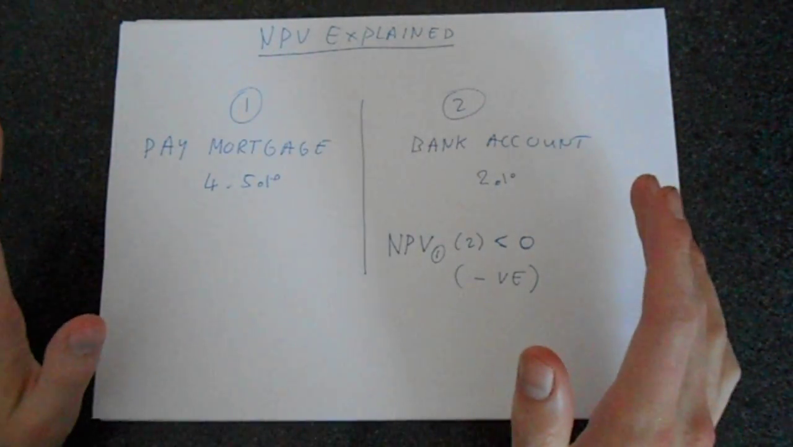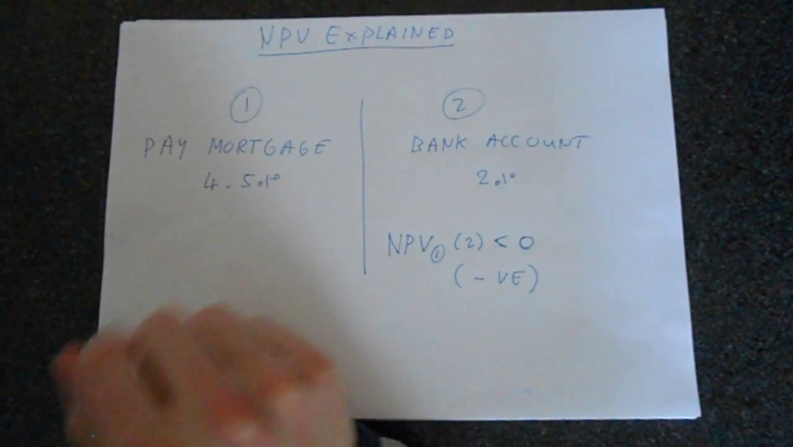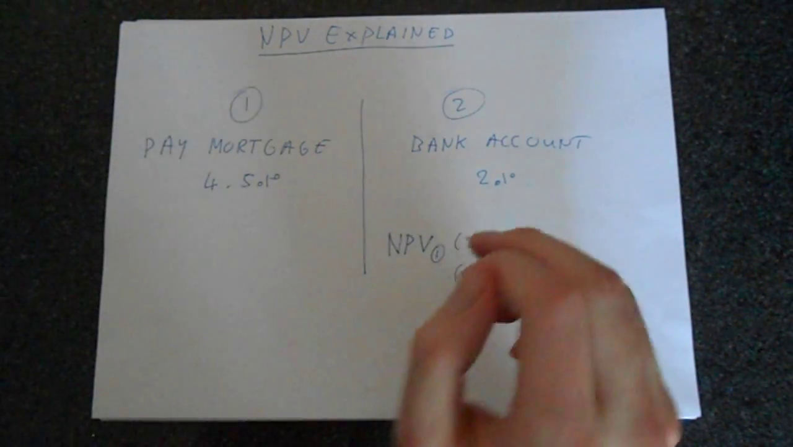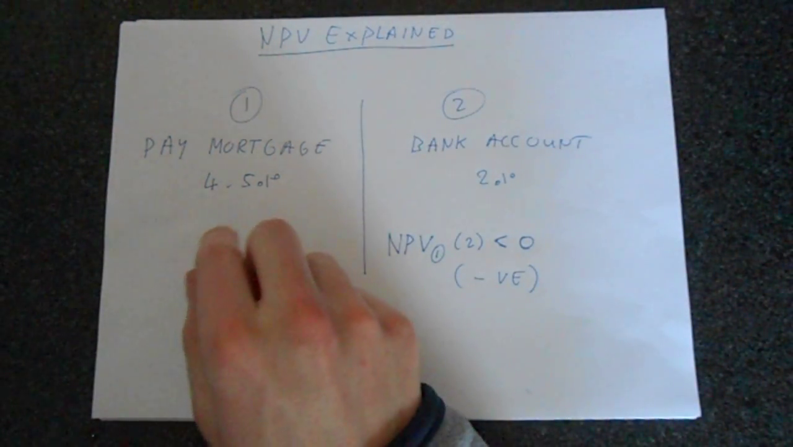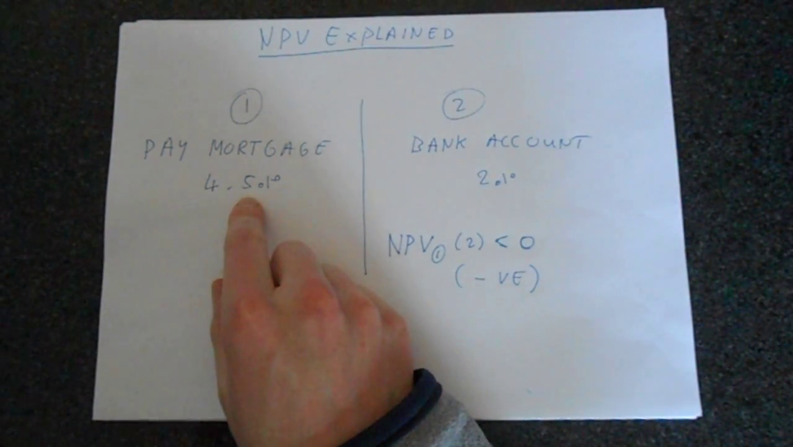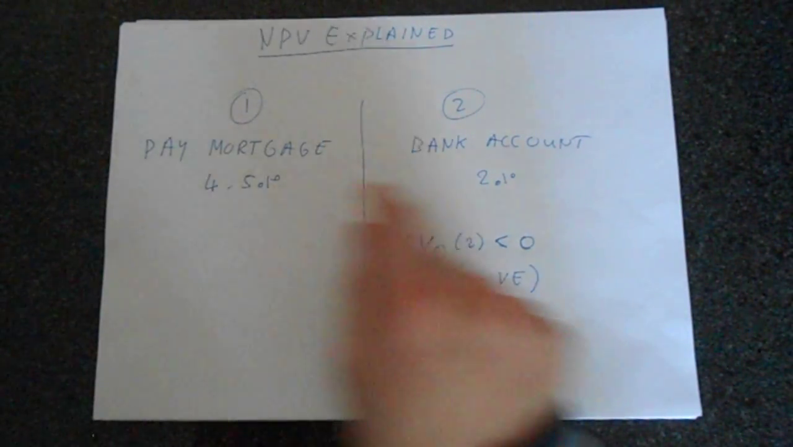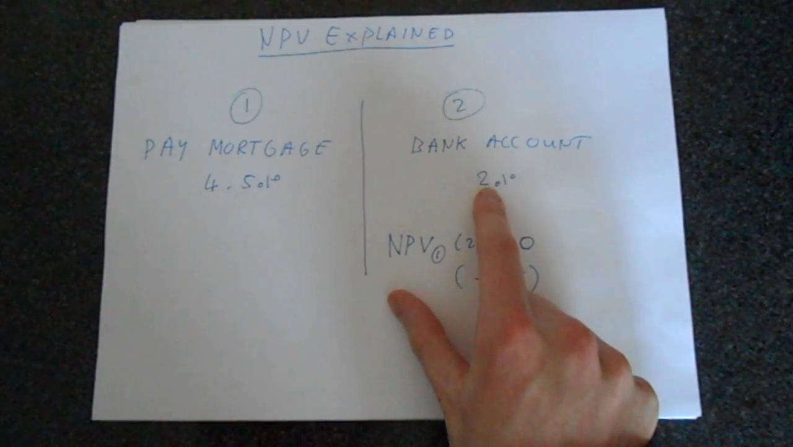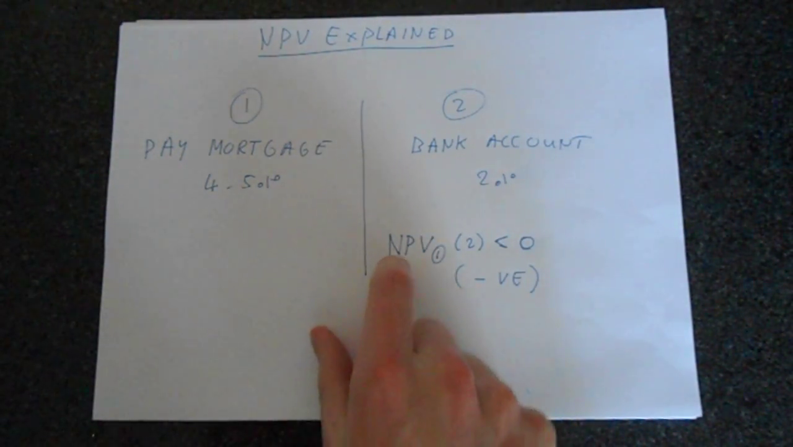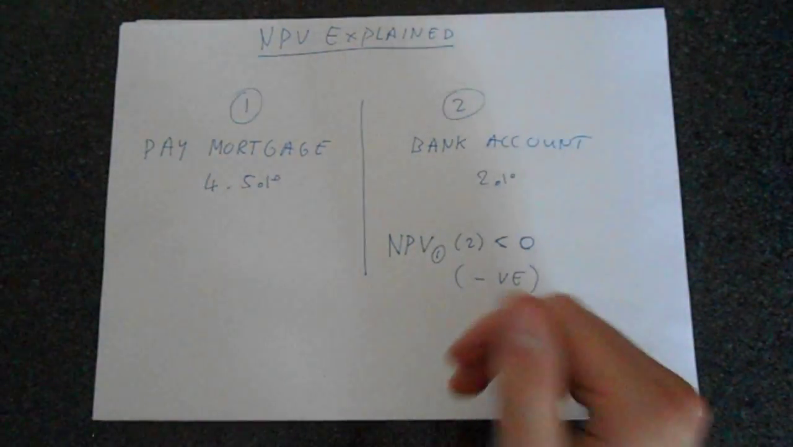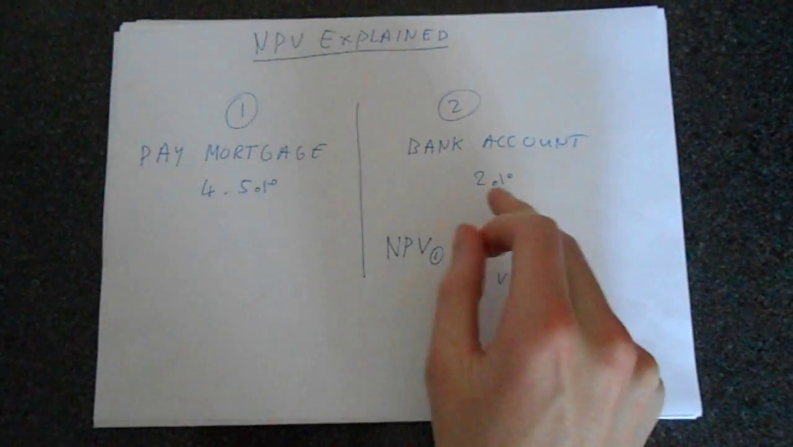So here's two choices. We could either pay back our mortgage, which will earn us 4.5%, or we can put that money in a bank account and we'll earn 2%. Now intuitively it's very obvious that it's far better to pay off the mortgage at 4.5% than to earn 2% in the bank account. This is a very simple idea, and net present value is a more rigorous way of showing why this choice is preferable to this choice.